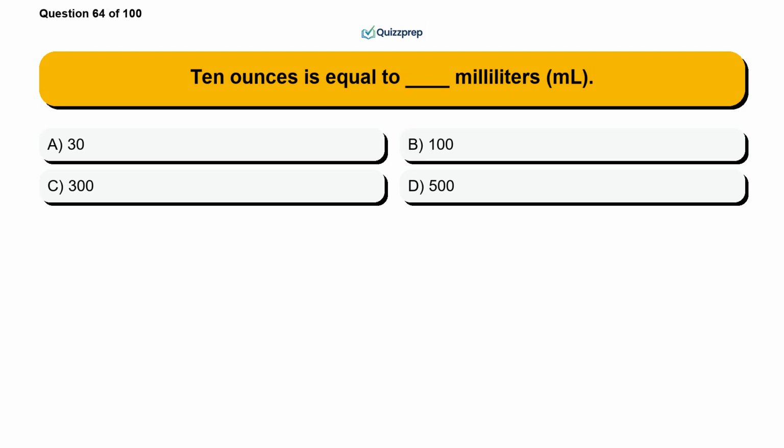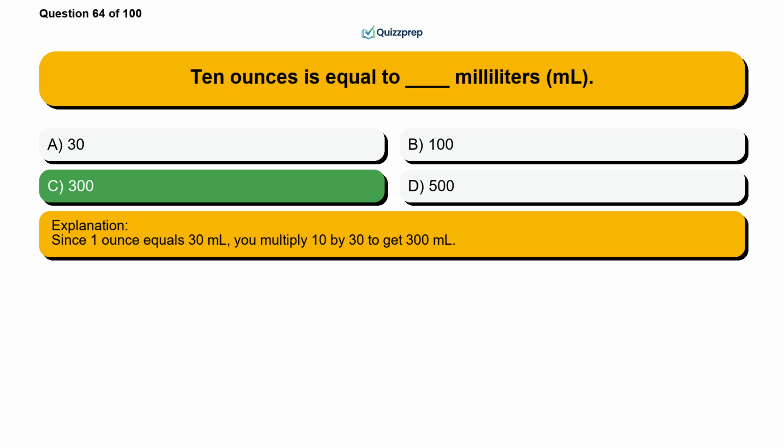Question 64. 10 ounces is equal to blank milliliters, ml. Option A, 30. Option B, 100. Option C, 300. Option D, 500. The correct answer is option C, 300. Since 1 ounce equals 30 ml, you multiply 10 by 30 to get 300 ml.